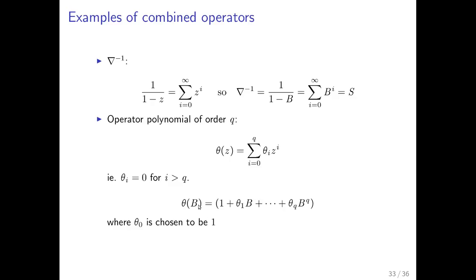So a typical example is the theta of B polynomial here, where you have 1 plus theta 1 times B plus whatever number of elements that we specify up till we get to theta q, B to the q power. And we will often use theta 0 to be equal to 1, just because then we have defined things and we can then use the scaling. We'll get back to that by scaling the noise instead of scaling here. Otherwise we have two elements and we cannot estimate both.